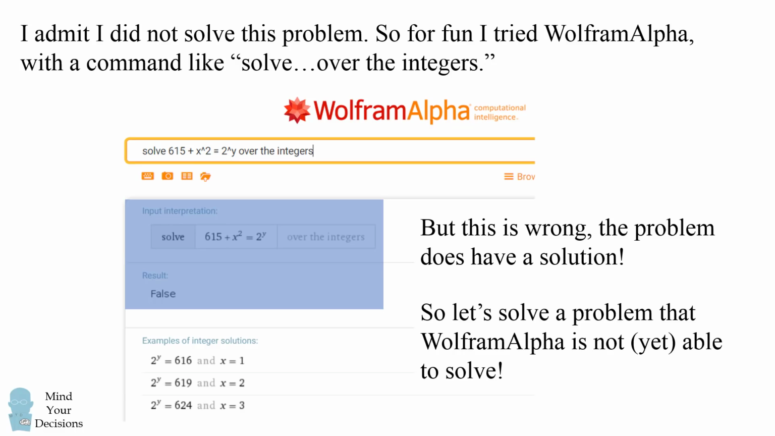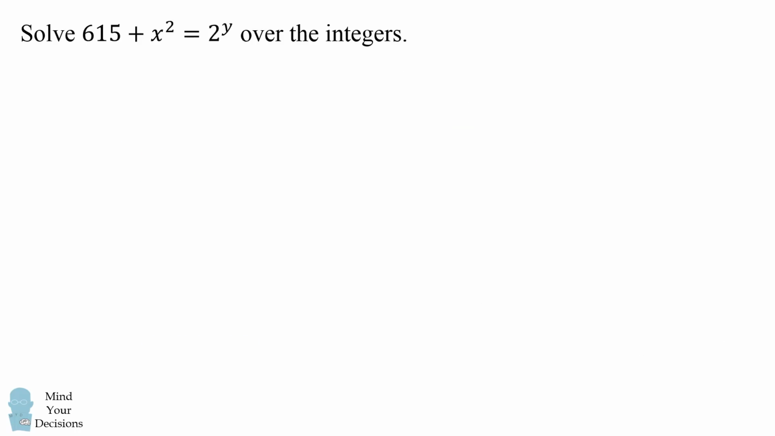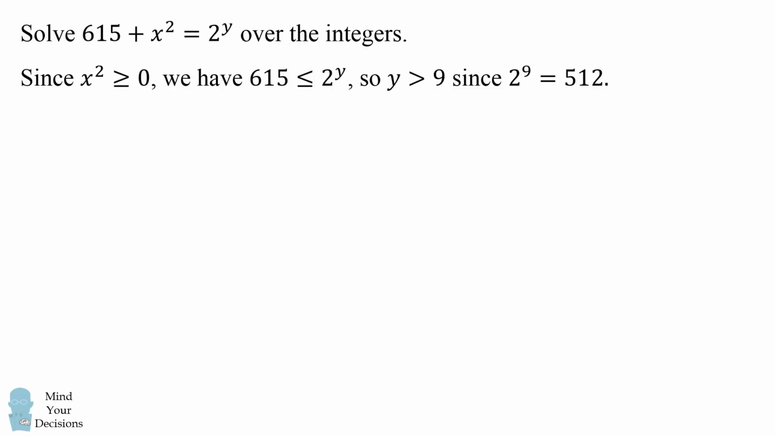So now let's proceed to solve a problem that WolframAlpha is not yet able to solve. How can we do that? We'll start with a basic observation. Since x squared is non-negative, 2 to the power of y is at least 615. We can then conclude y is greater than 9 because 2 to the power of 9 is equal to 512.